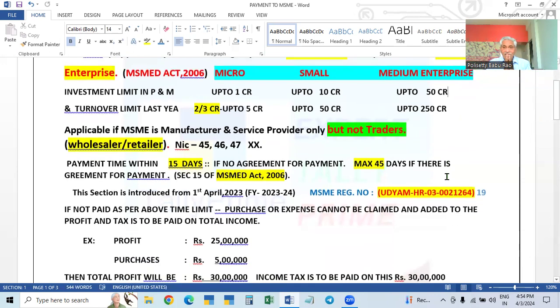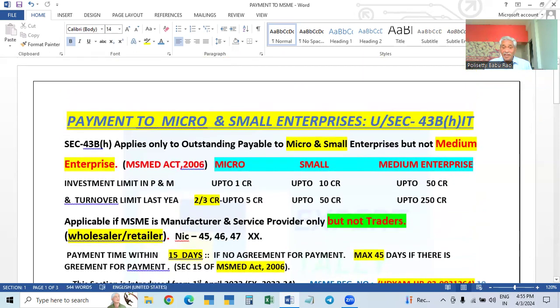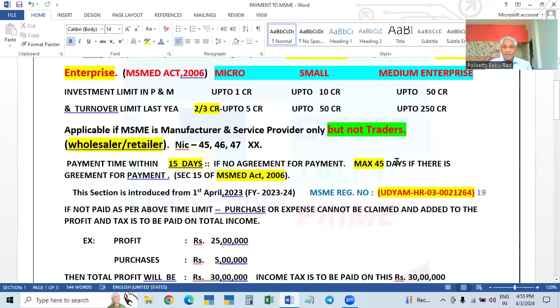Understand? So this is about section 43BH. It will be paid within the due date. If it is not paid within the due date, interest at triple the rate of the Reserve Bank is to be paid till the financial year ending. After the financial year ending, if it is not paid, then the purchase or expenses will be disallowed.